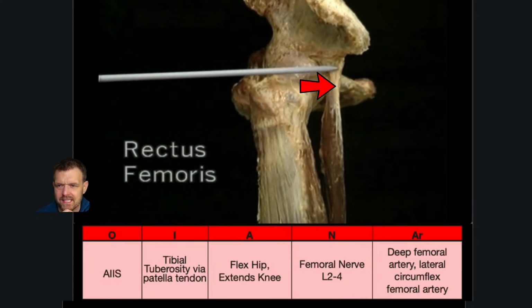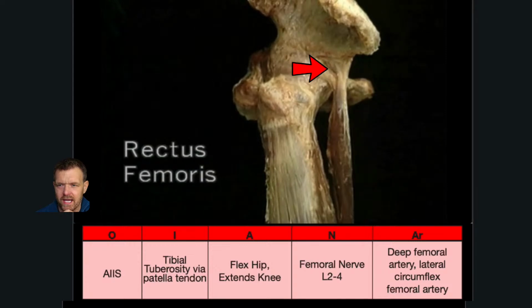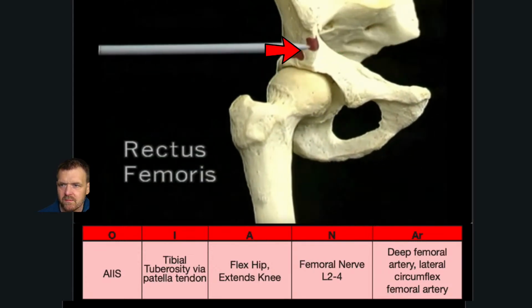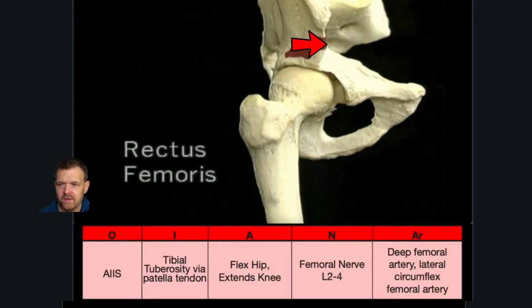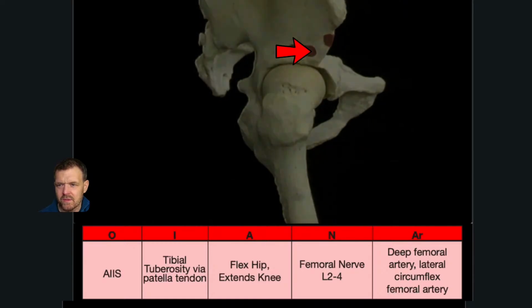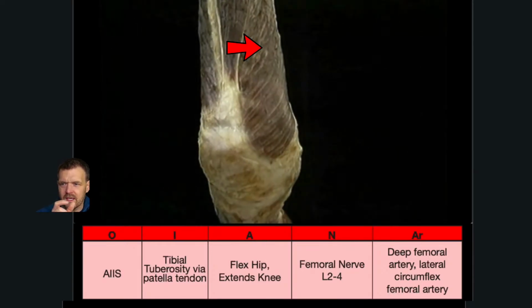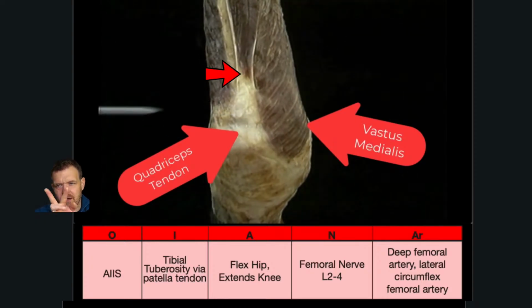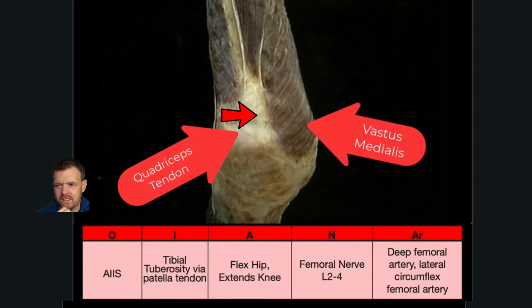So there's your acetabulum, there's your AIIS just up there, and then there's the attachment point just there. Just going to move some stuff so I can see better. There we go. So there's your AIIS, and then there's that little slip that I was talking about before. It's a two-headed attachment up near the hip and pelvis.